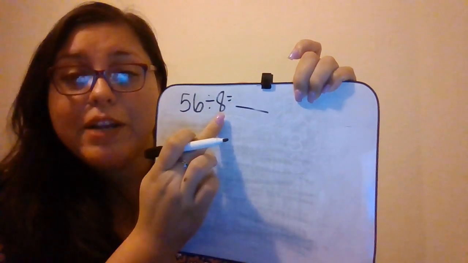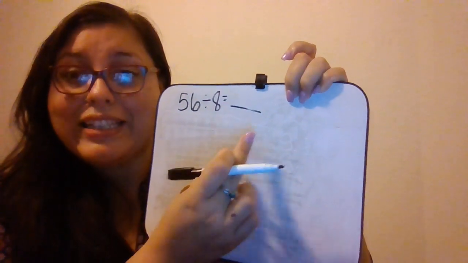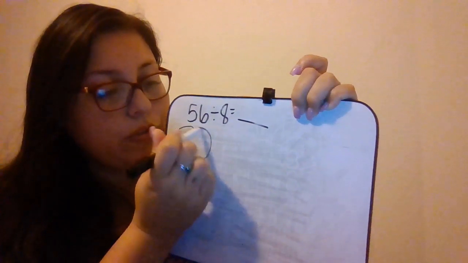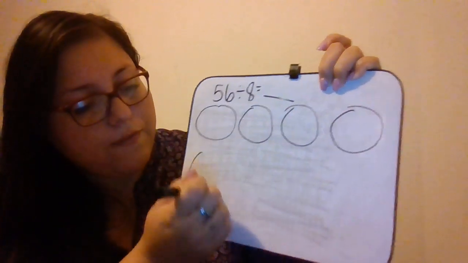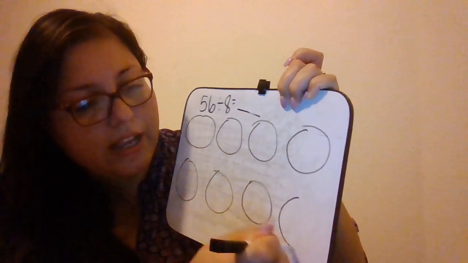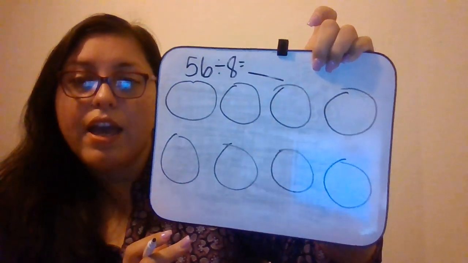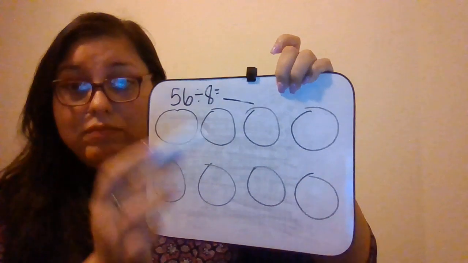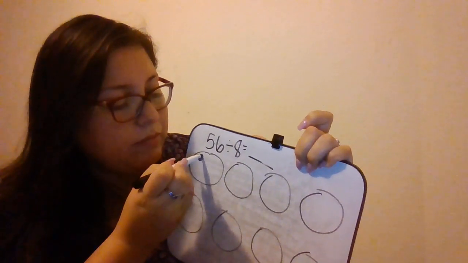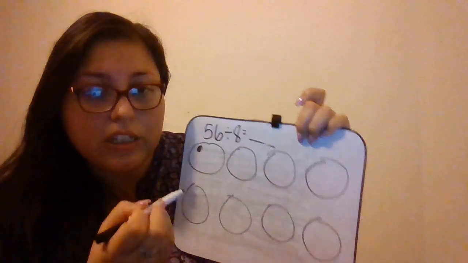8. So I look at my first number and I draw 8 groups. 8 circles. 1, 2, 3, 4, 5, 6, 7, 8 circles. And now I have 56 counters to put in all. So I start with this one and I go down the row counting each one.